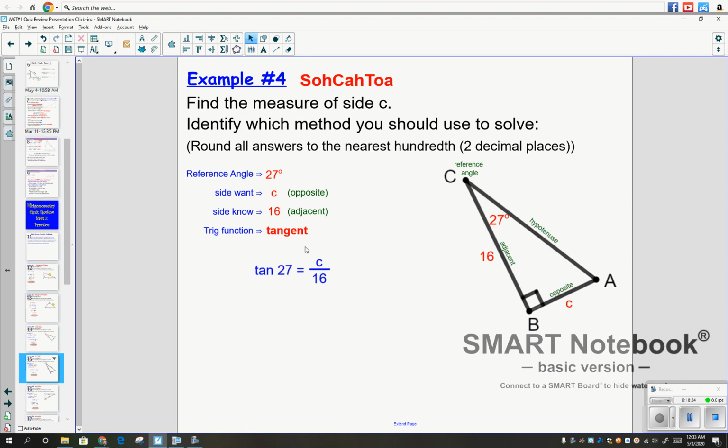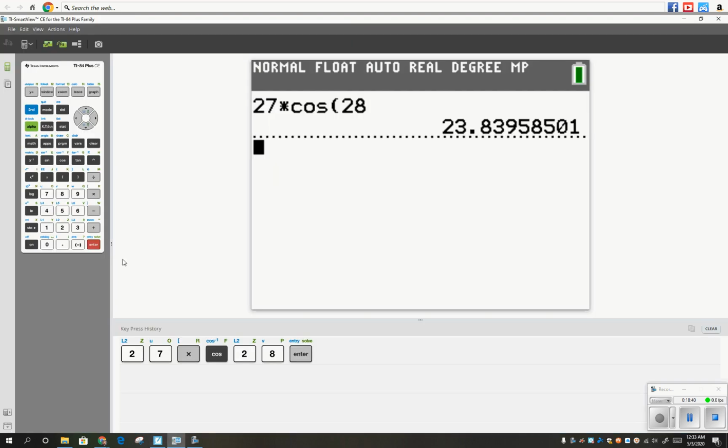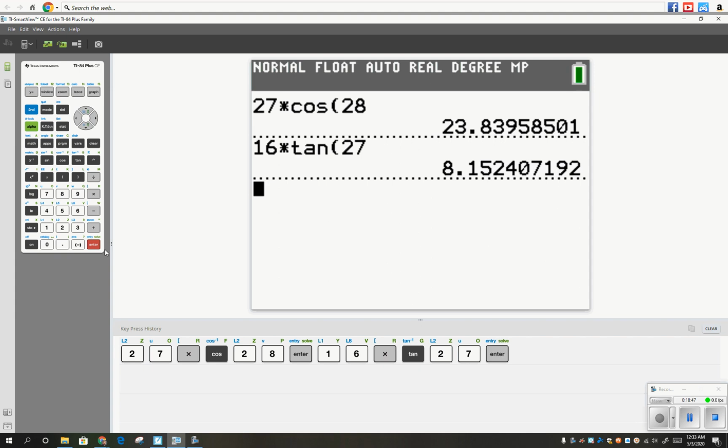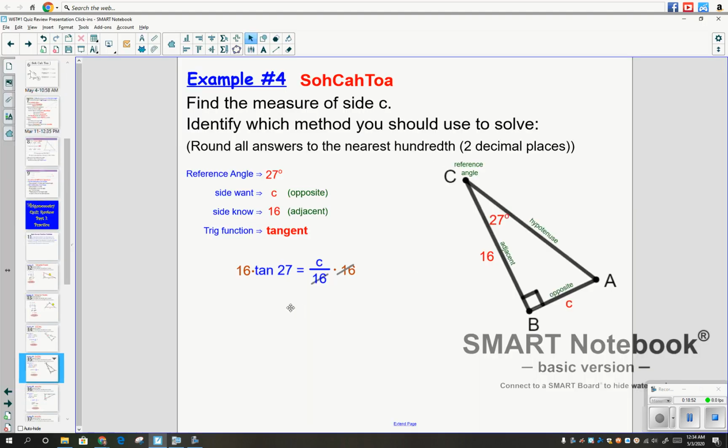How do I solve? Well, let's clear fractions. To clear fractions, I need to multiply both sides, but I got to get rid of this denominator of 16. So I'm going to multiply both sides by 16. They'll cancel out on the right, leaves me with just C. I have 16 times tangent of 27. 16 times tangent 27, type it into my calculator. And I get 8.152. Rounded to the nearest hundredth is 8.15.